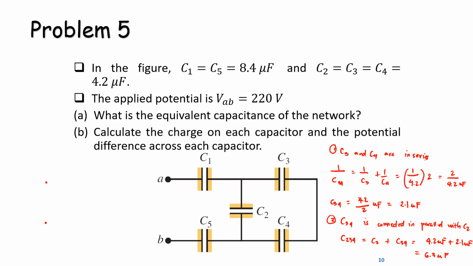Now, our network of capacitors has become this one. So this is your C1, this is C5, and this is your C234. Now, as you can see, they are all connected in series with each other. So we have C1, C234, and C5 in series. Therefore, C12345 is your C equivalent.